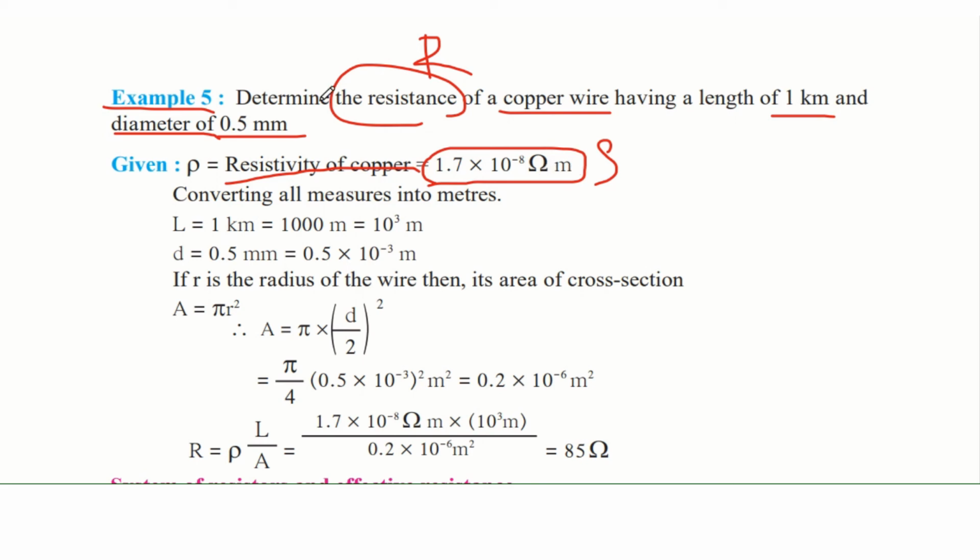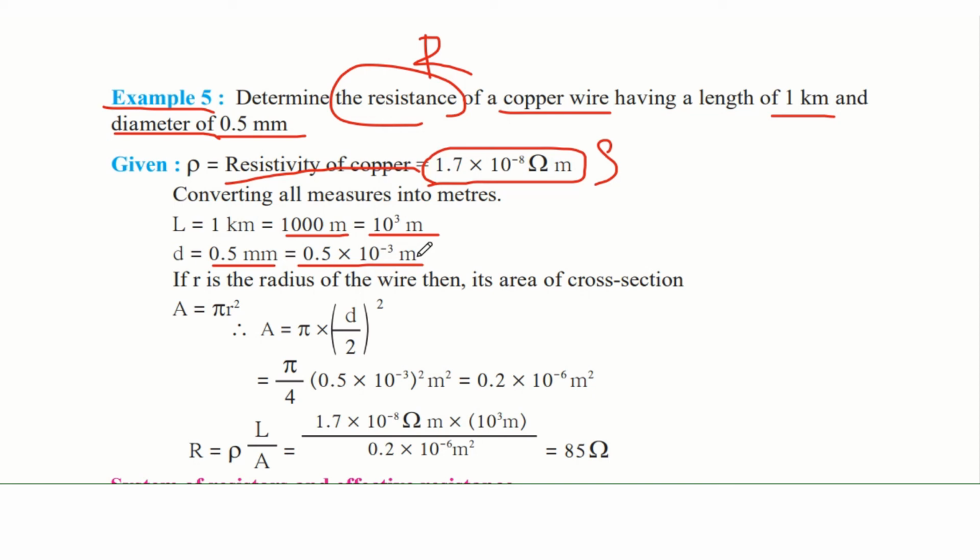Now we have to convert all of these in SI units, that is meter. So the length is 1 kilometer. 1 kilometer is nothing but 1000 meters, which is 10 raised to 3 meters. Now they have given us diameter as 0.5 millimeter. So diameter is 0.5 millimeter, which is nothing but 0.5 into 10 raised to minus 3 meter.